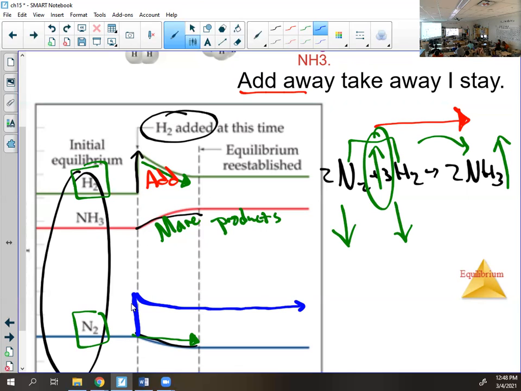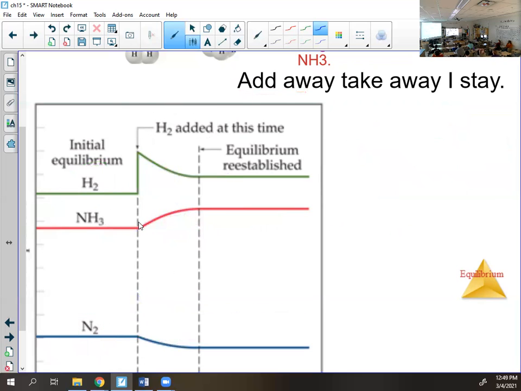All right, so it's the same as the H2. It would come down a little bit and the NH3 would go up, right? Okay, now, what if I add NH3? What's it going to do? It's going to go down and these things will come up a little bit. Whatever side I add, I always go to the other side.